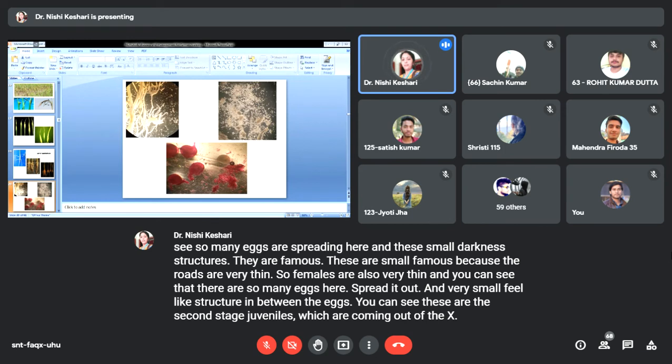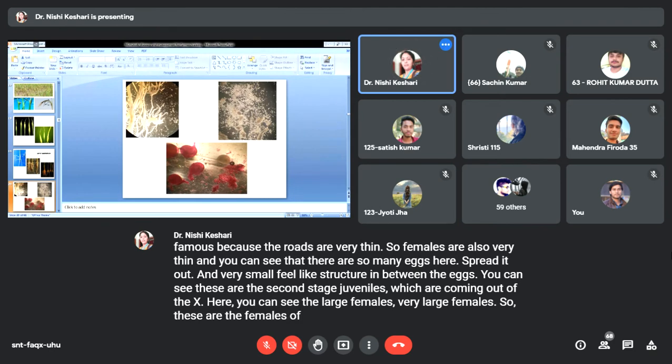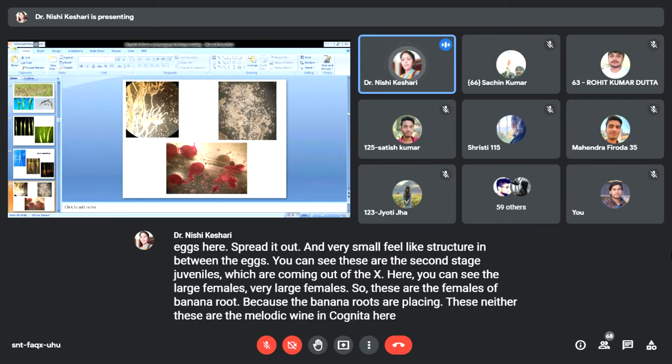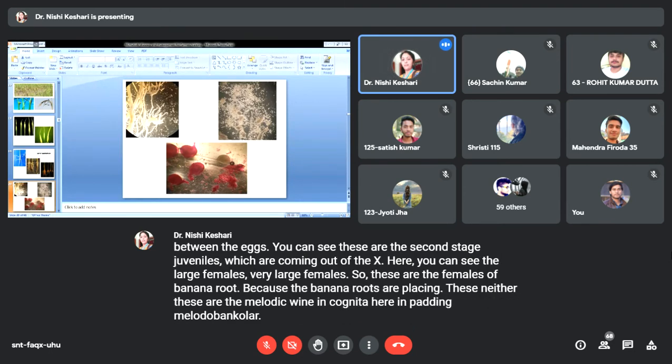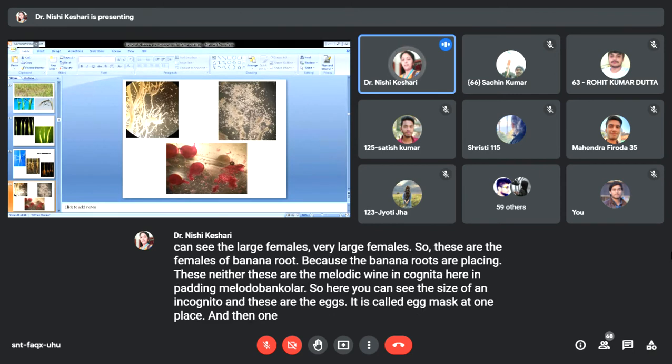Here you can see the large females, very large females. These are the females from banana root, because banana roots are fleshy. These are Meloidogyne incognita. Here in paddy, Meloidogyne graminicola. So here you can see the size of Meloidogyne incognita, and these are the eggs. It is called an egg mass at one place. When one female produces the eggs at one place, this is called an egg mass.